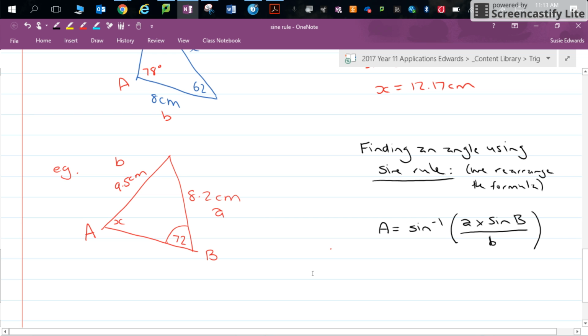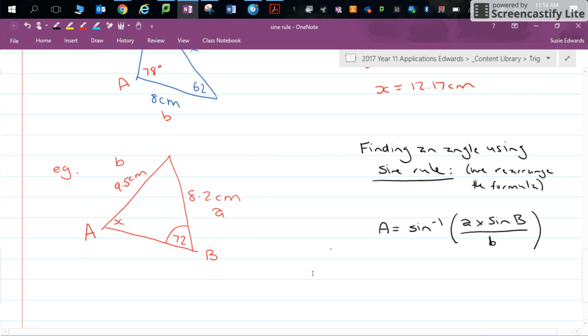Last little bit from our sine rule lesson before you do some practice is when we're finding an angle using sine rule. To do that, we need to rearrange our formula in our calculator. Otherwise, our calculator is going to come up with something a little bit funny and we don't want to use that. So when we rearrange the formula, we end up with the formula which is here. A equals inverse sine (A times sine B over lowercase b).